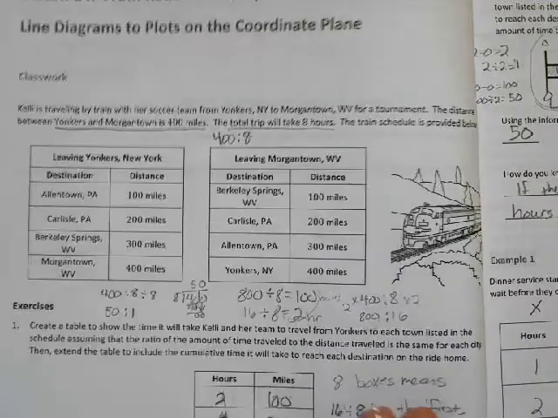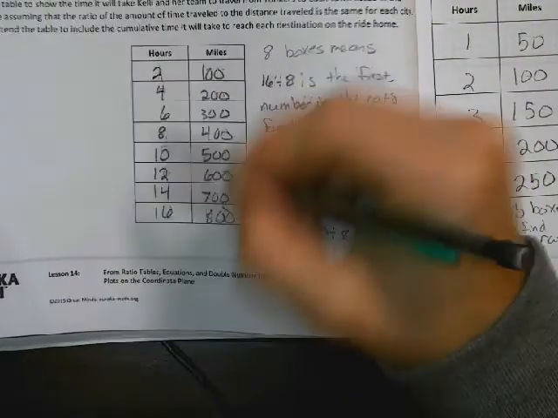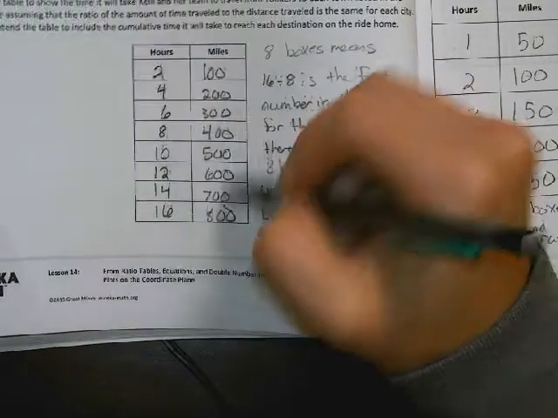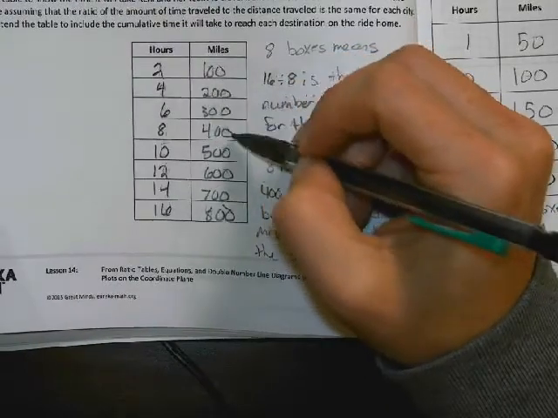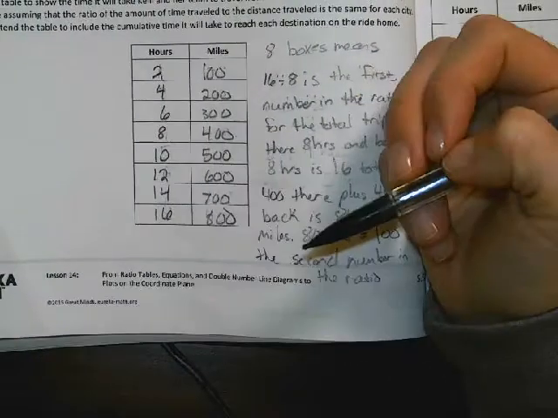So my ratio table then would just look like this. 2 to 100, and then I'm counting by 2's on this side, 2, 4, 6, 8, 10, 12, 14, 16, and hundreds on this side, 100, 200, 300, 400, 500, 600, 700, 800, which would give me my entire trip.